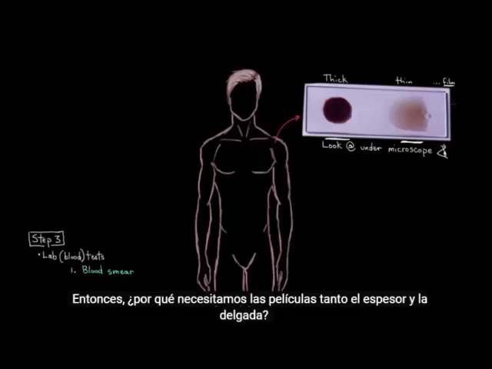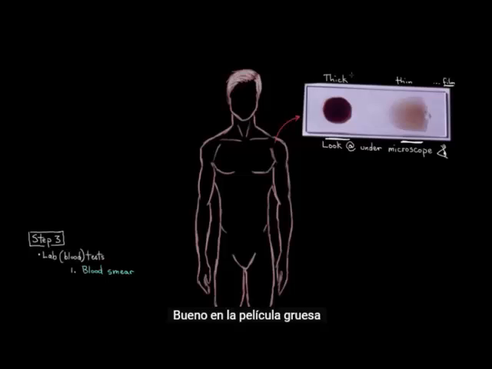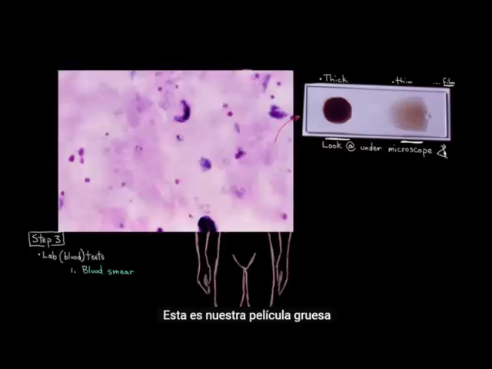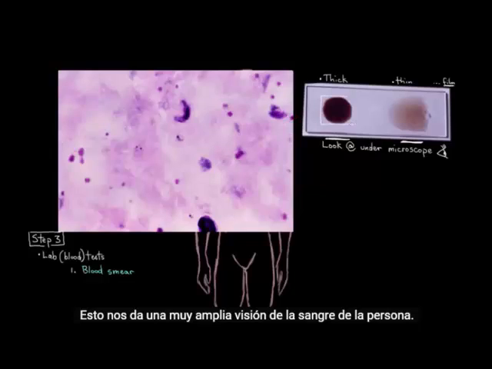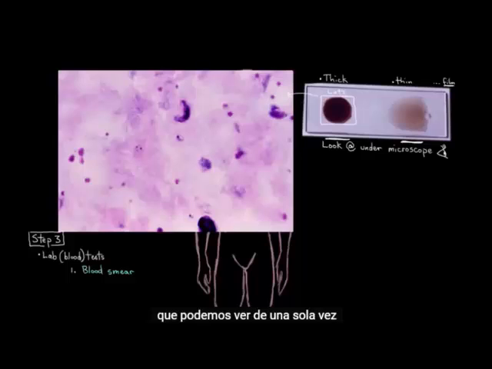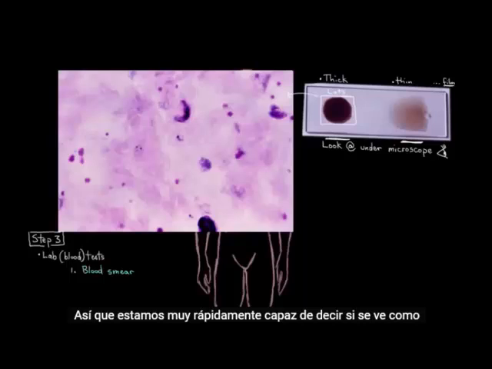So why do we need both the thick and the thin films? Well, in the thick film, we can zoom in a bit here. This is our thick film if we were to look at it through a microscope. This gives us a really broad view of the person's blood. So there's a good amount of blood here that we can see all at once within our microscope's field of view.